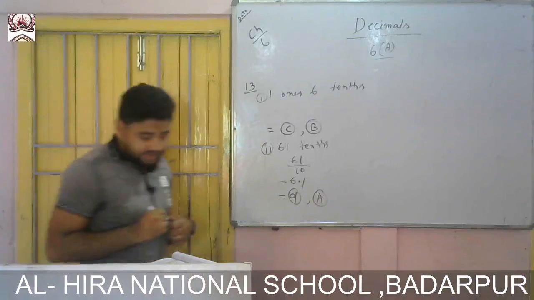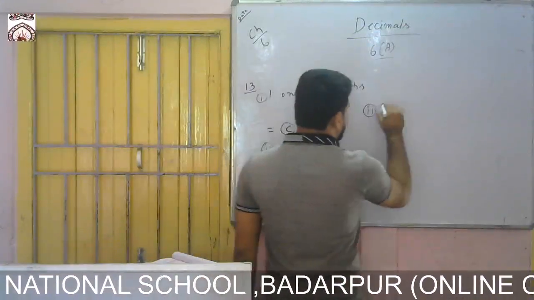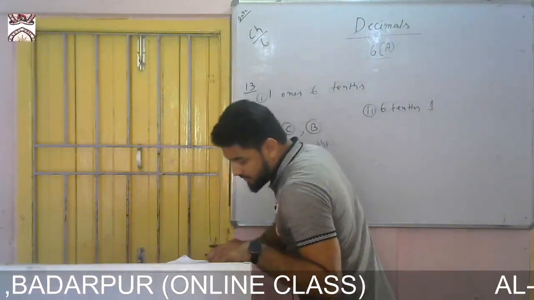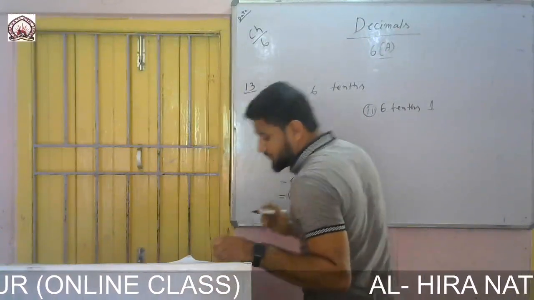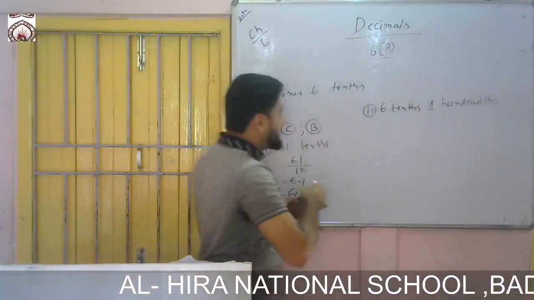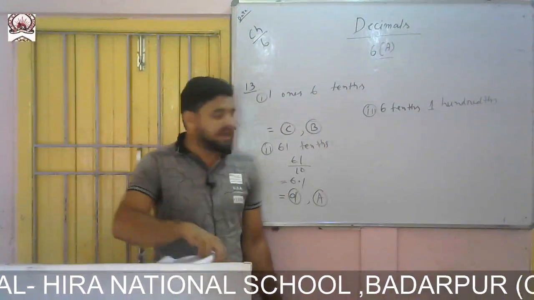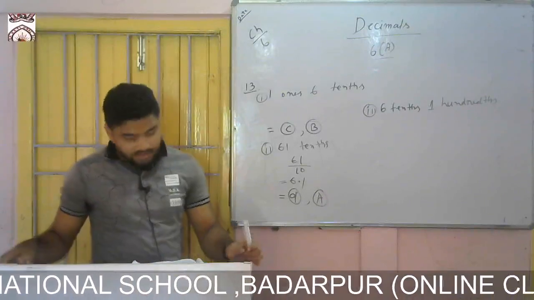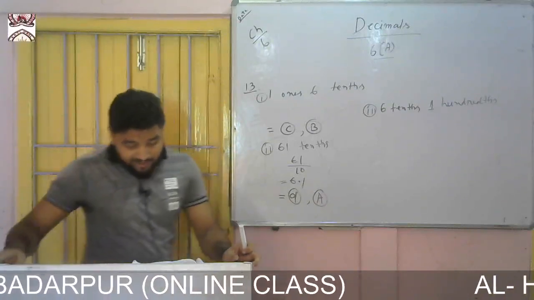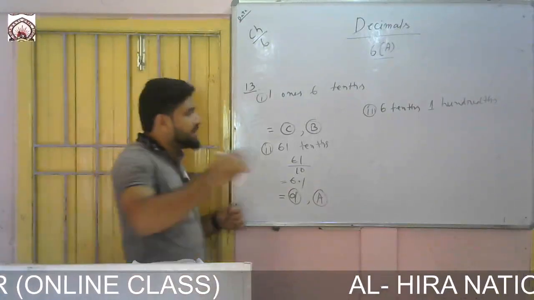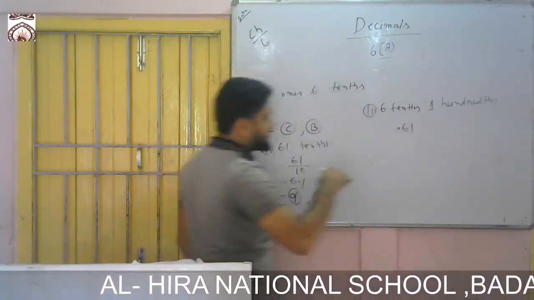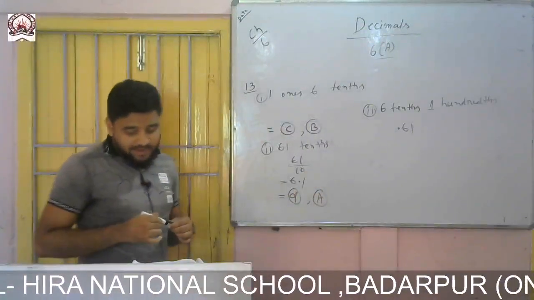6 tenths 1 hundredths. So 6 tenths and 1 hundredths. 6 tenths means 6 is in the tenths place, and 1 is in the hundredths place, with 0 in the ones place. So it is 0.61. So 0.61 is in B.